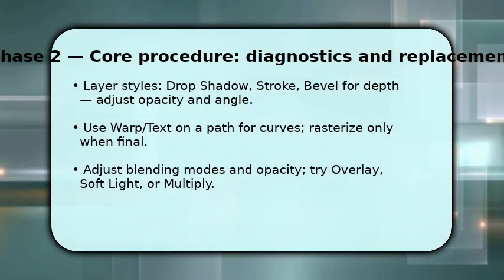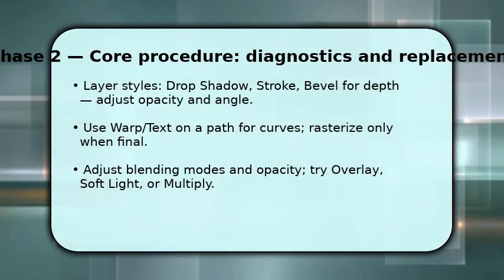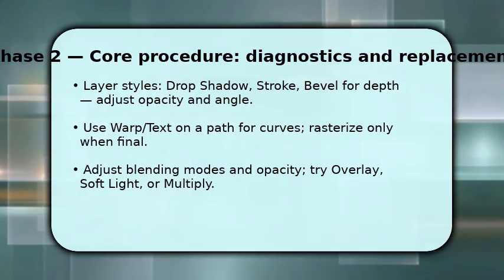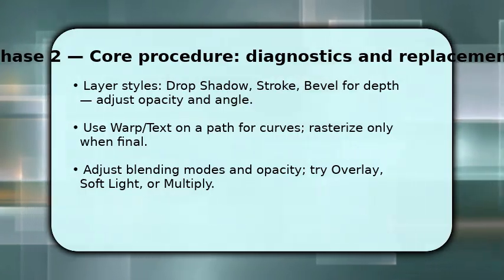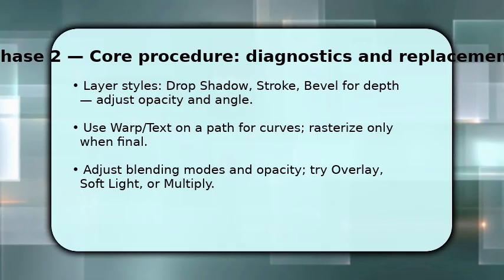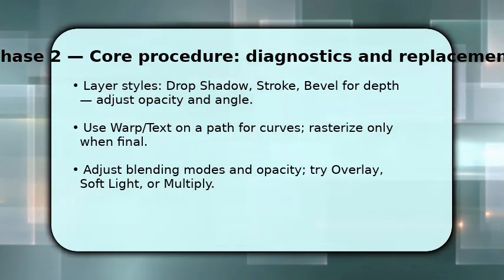Now you refine the appearance. Open layer styles and add drop shadow or stroke to separate text from the background. Tweak distance, size, and opacity so it reads at small sizes. If you need curved text, create a path with the pen tool and use type on a path. Avoid rasterizing until you're certain.